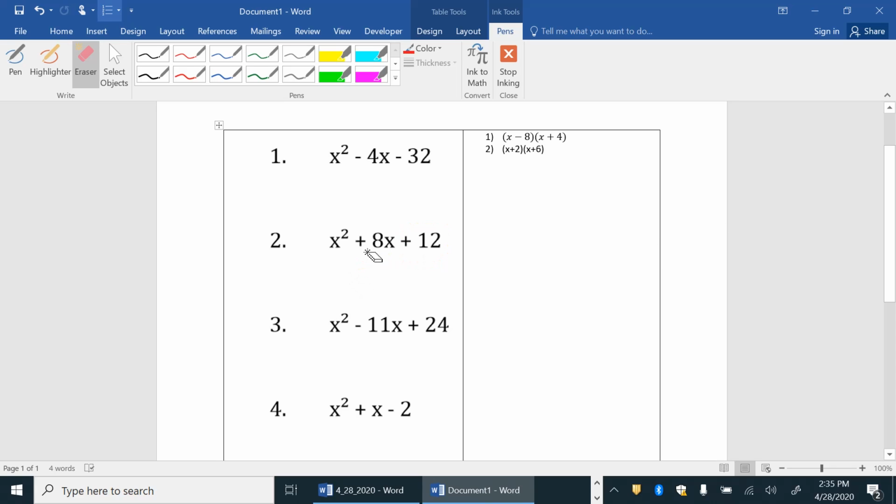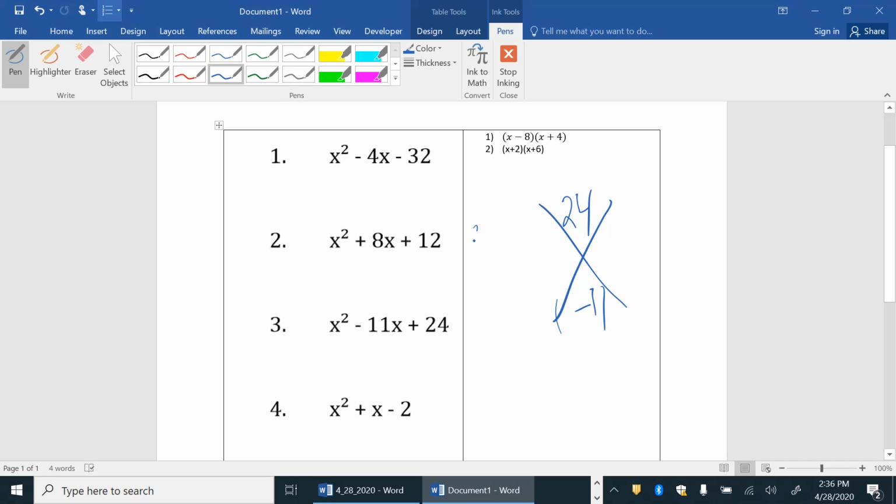Let's do number 3, and that's the last example I'm going to do. So again, we draw our diamond. 24 goes up top. Negative 11 goes on the bottom. I know that 2 times 12 is equal to 24, but that will not give me what I need, right? So I notice also that my product's positive and this is negative.